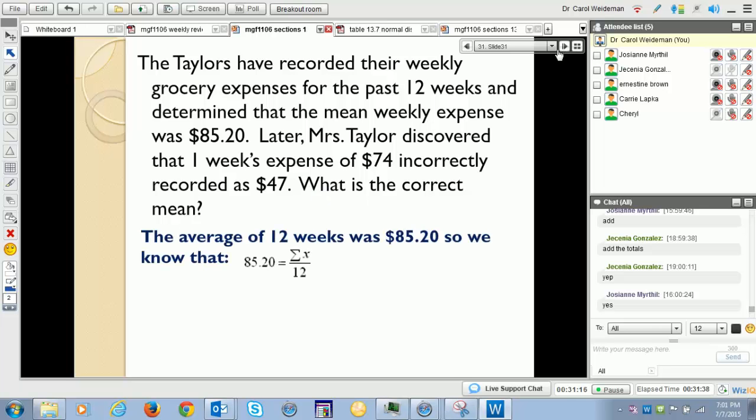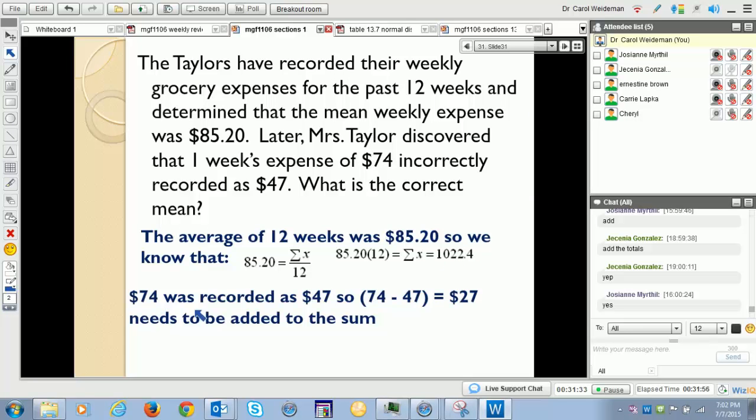So here's what we know. We know the mean. We know there were 12 weeks, and that's how we calculate the mean. We don't actually know the sum, but that's okay, and we figured it out, actually. So the sum that she used to calculate the average was this. But she made a mistake, didn't she? She put down the 74 as a 47, so she actually was short by $27. So if you add that back in, the true expenses are $87.45 per week rather than $85.20, because she put down a 47 instead of a 74. So another way to work with the mean formula. Sometimes we can make adjustments if we discover that something was wrong.